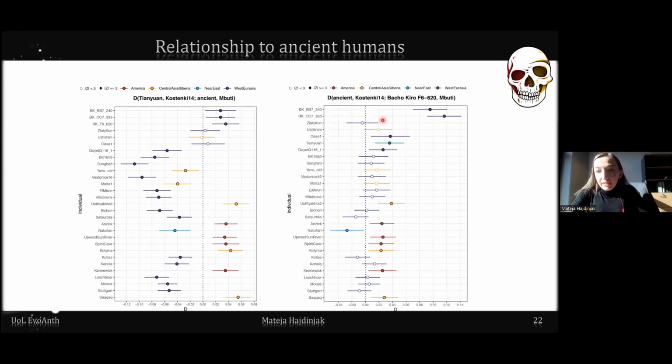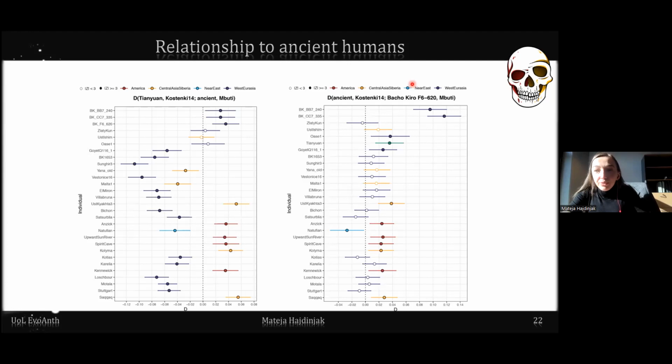And it is not only the case of sharing these alleles with Tian Yuan, but when we compare the initial Upper Paleolithic individuals to a set of other ancient human genomes, a similar picture emerges. So our initial Upper Paleolithic individuals from Bulgaria share significantly more alleles with other ancient East Asians, Native Americans, and Central Asians and Siberians than they do with the later West Eurasians.